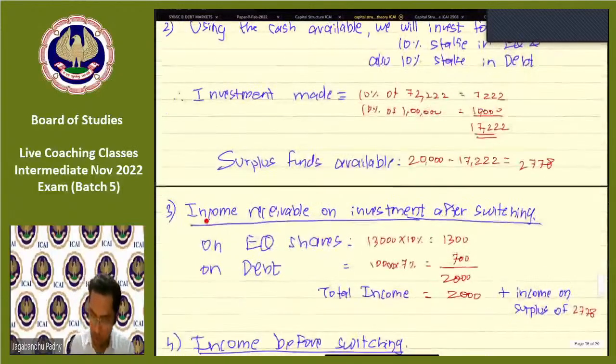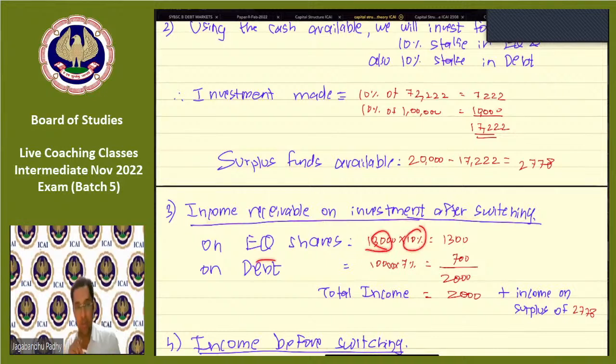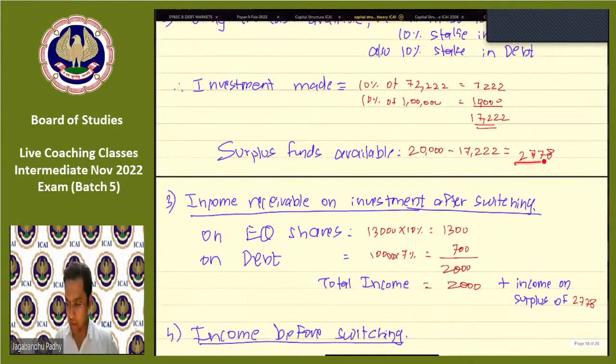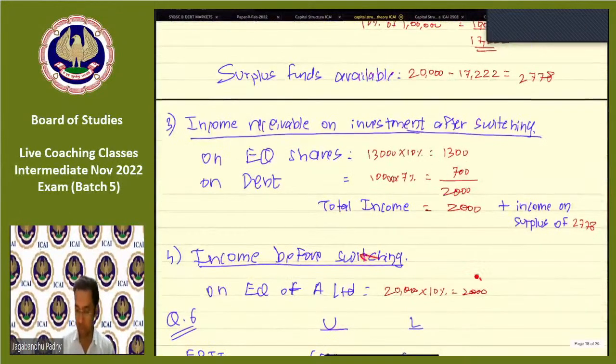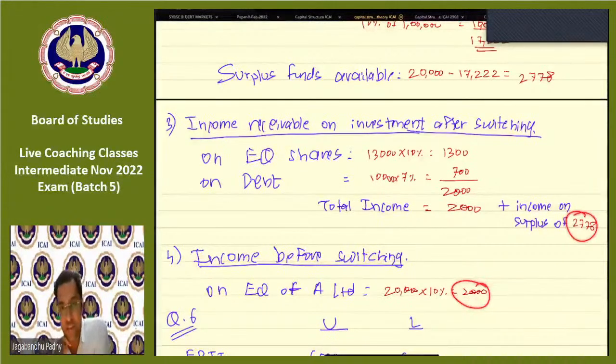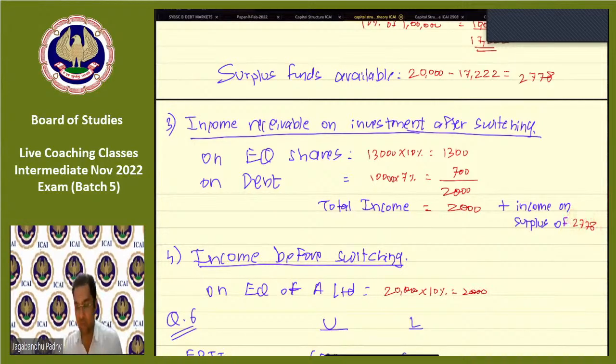Okay. So now, what is the income receivable on investment after switching? On equity shares, you get 10%, and on debt, since you acquire 10,000 amount of debentures, on that you will get 7%. The total income is 2,000, right? And of course, you will get income on the surplus also. Now, income before switching was just 2,000. Now over here, you have 2,778 extra income on this investment. Of course, after switching, you are going to get 2,000 plus something. Therefore, you should switch over to that new entity.